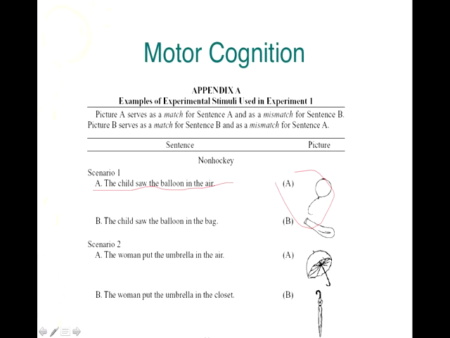Okay. So you might have the woman put the umbrella in the closet down here at the bottom, so that matches B over here, versus the mismatch would be put the umbrella in the closet and it being open. You wouldn't do that. Okay.